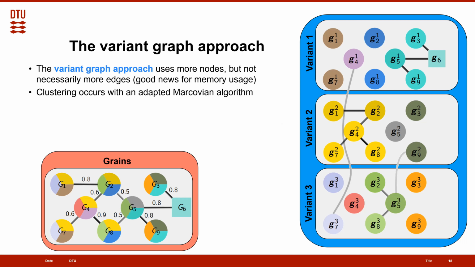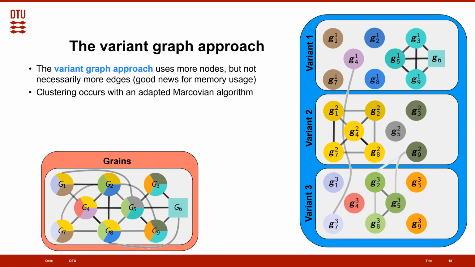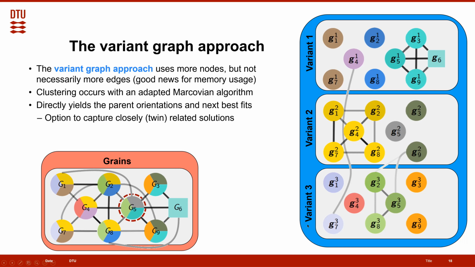For the clustering of this algorithm, we again cluster, similar to the grain graph, with an adapted Markovian algorithm. And after clustering, both of these look like this. This is after the first iteration. We could, of course, run further iterations as well. And the good thing is that we immediately get the parent orientation and also the next best fit in this variant graph approach, which I'm going to demonstrate now on an example.